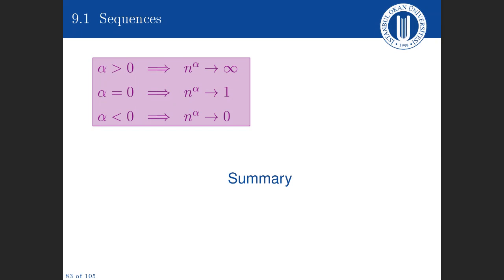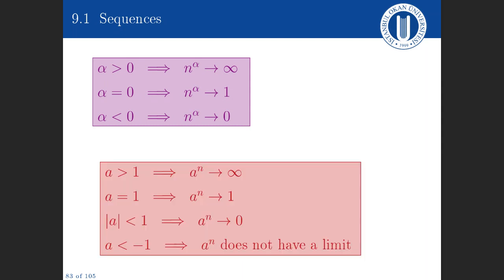So let's do a summary of these standard limits. First of all, n to the power alpha tends to either infinity or 1 or 0, depending on alpha. A to the power n also tends to infinity or 1 or 0. It does not have a limit, depending on the value of a. A to the power 1 over n converges to 1, and n to the power 1 over n converges to 1.